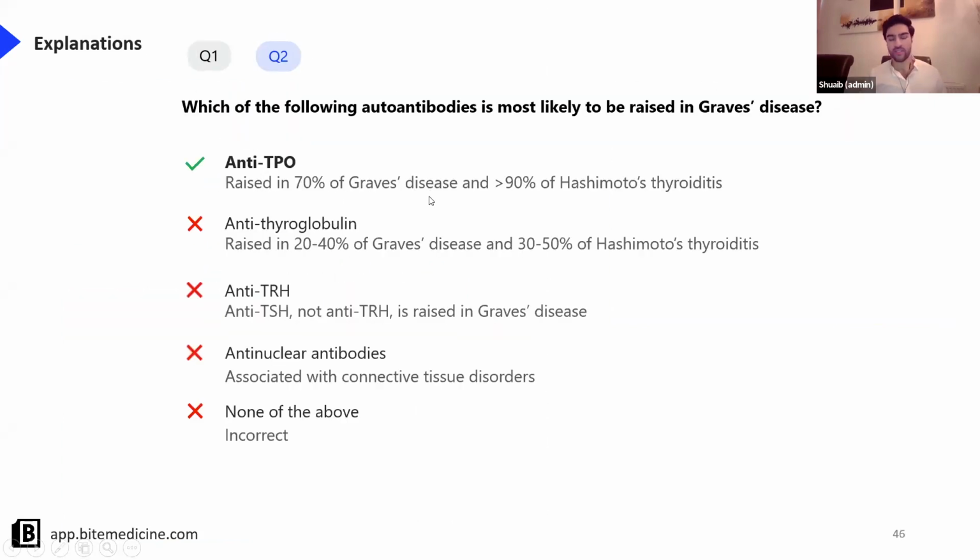So in Graves' disease, 70% of patients will have a raised antithyroid peroxidase, and almost all patients, about 95%, will have a raised anti-TSH receptor antibody level. Antithyroid peroxidase is also raised in Hashimoto's thyroiditis. Most patients in Hashimoto's have a raised anti-TPO. About three quarters of patients in Graves' disease also have a raised anti-TPO. Okay, obviously the classic antibody is the anti-TSH receptor antibody, which I haven't put here.